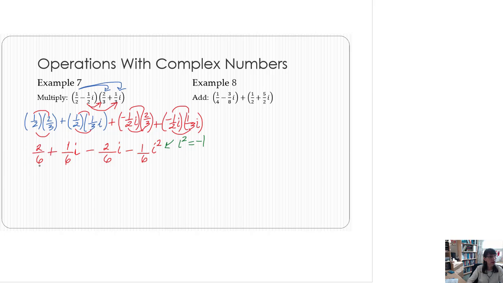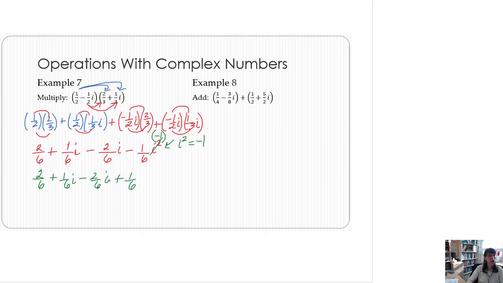So let's continue evaluating here. I'm going to keep 2/6. Don't worry about reducing yet. I've got positive 1/6 i minus 2/6 i. And notice I'm going to replace i squared with -1. So instead of writing i squared, it means that -1/6 is multiplied by -1. Negative times negative means addition of 1/6. And notice we no longer have the complex number because it was replaced with -1.